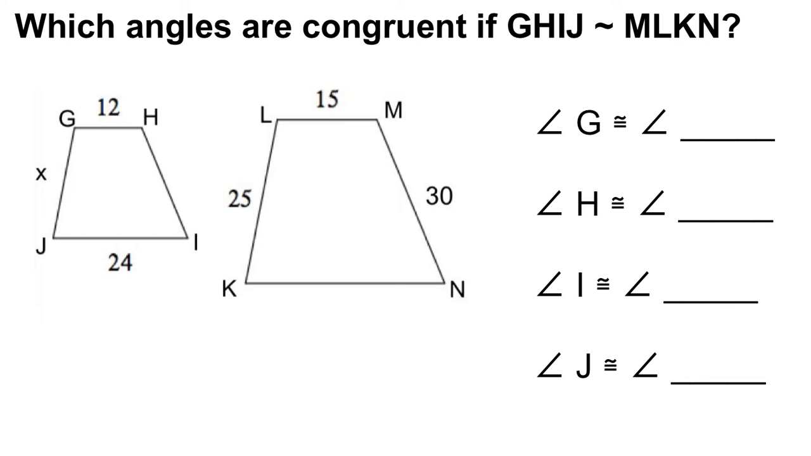I want you to start by looking at this picture on your worksheet, the warm-up section. See if you can figure out which angles match up between the two different shapes. One of the things I want you to notice is that you have a similarity statement here. It says that figure GHIJ is similar to figure MLKN.